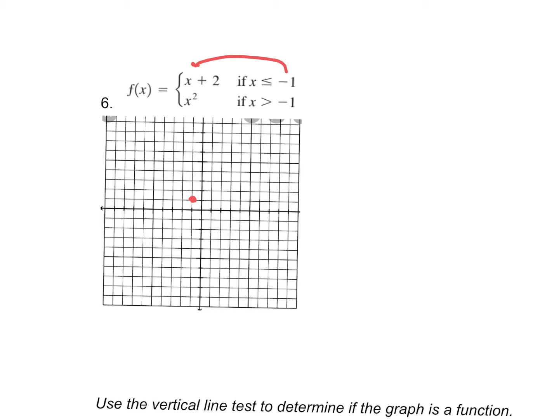Sorry for my squeaky chair here if you can hear that. I'm also looking, it says the plug-in value is less than negative 1. So I'm going to go ahead, since I know that's a line because there's no exponent, I'm going to plug in negative 2.